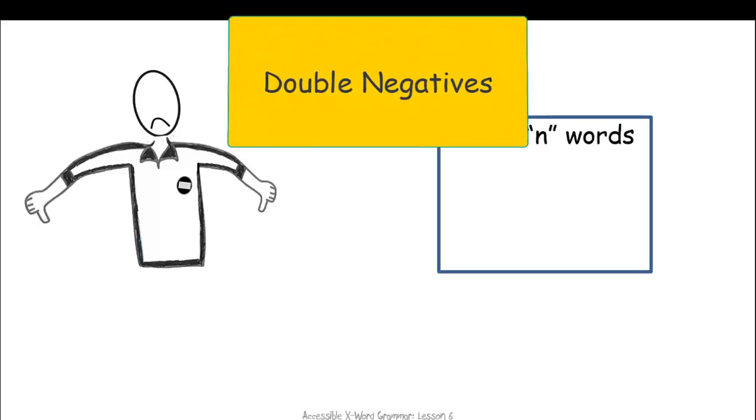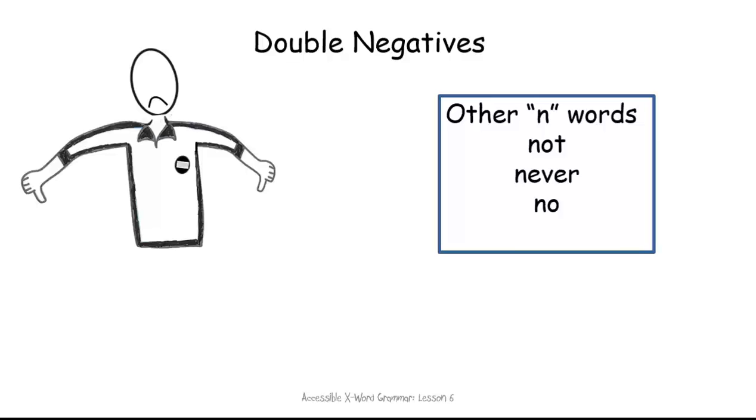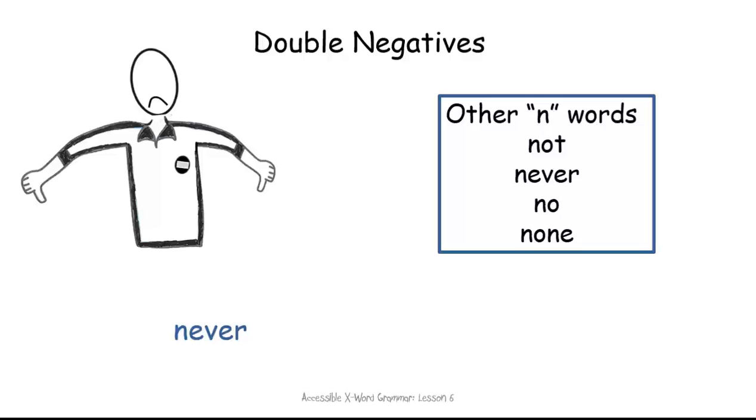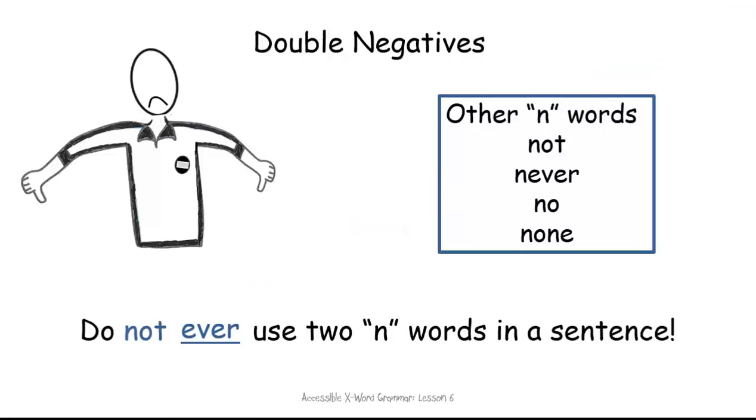A word about double negatives. Sometimes we use N words like not, never, no, or none to make the sentence negative. But in English, we do not never use two N words in a sentence. Oops! I mean, we do not ever use two N words in a sentence.